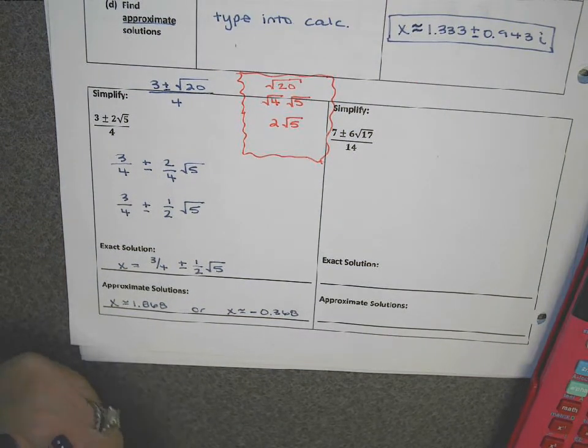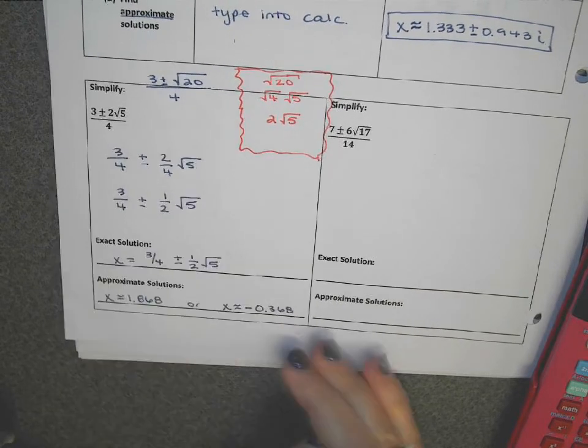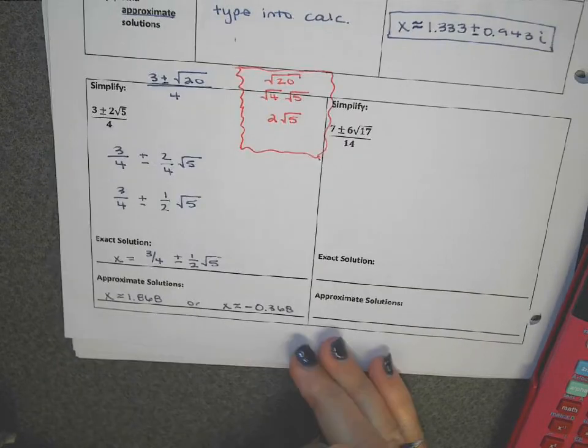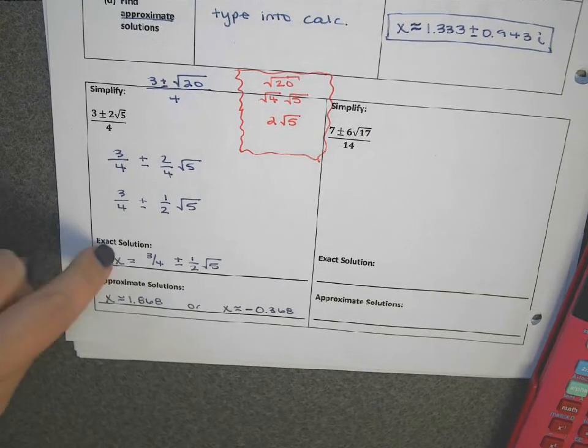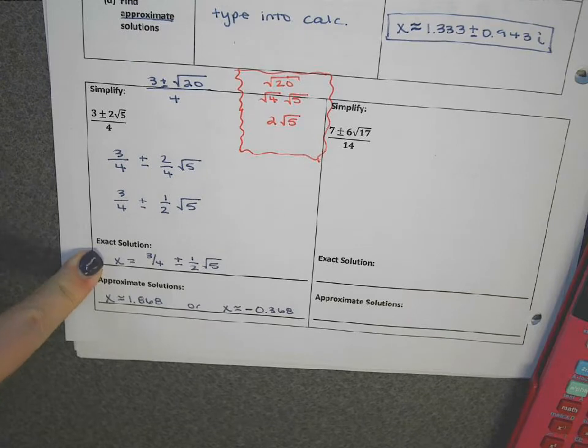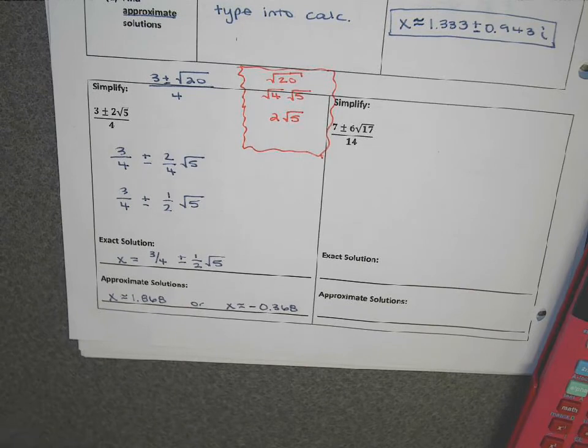Okay. You want to make sure you know how to type those into your calculator because typically people will get the exact solution and not the right approximate solution. That's very important because that's half your points right there. You'll get a point for the exact solution. Well, actually, you'll get 2 points for it. And then you'll get 2 points for your approximate solution. So if you miss half of them, that's 50%.